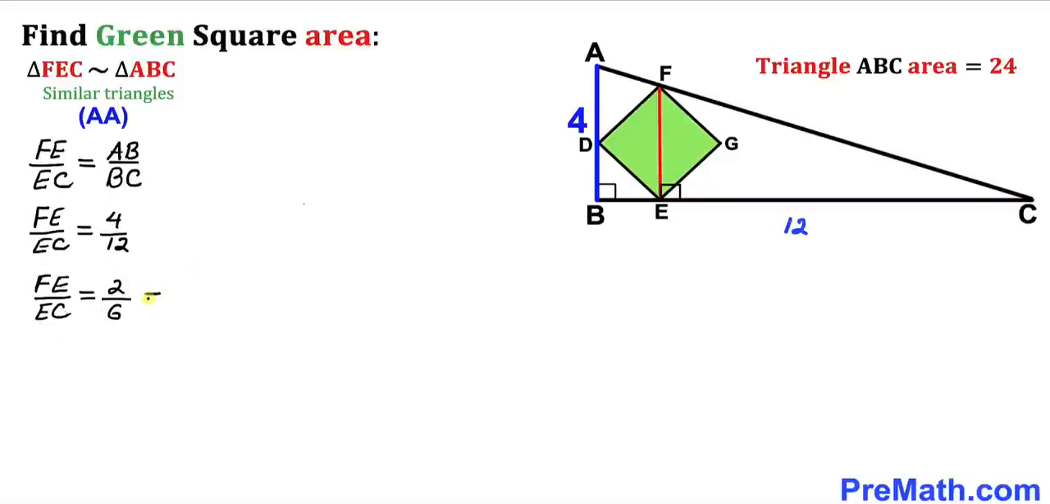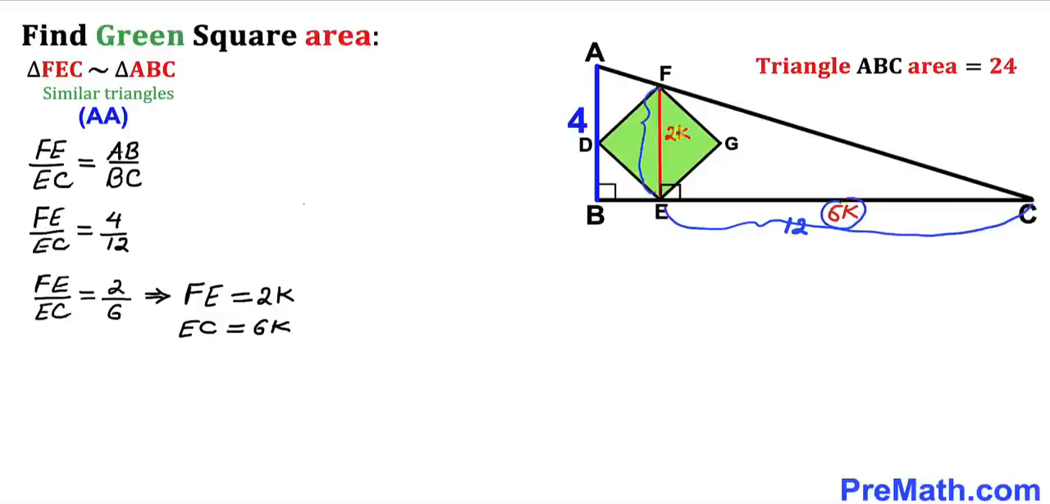So therefore we can write FE length is going to be equal to 2 times some constant k, and EC length is going to be 6 times some constant k. And now our task is to find the value of constant k. So therefore our EC length turns out to be 6 times k, and this FE length turns out to be 2 times k. And here's our next step.